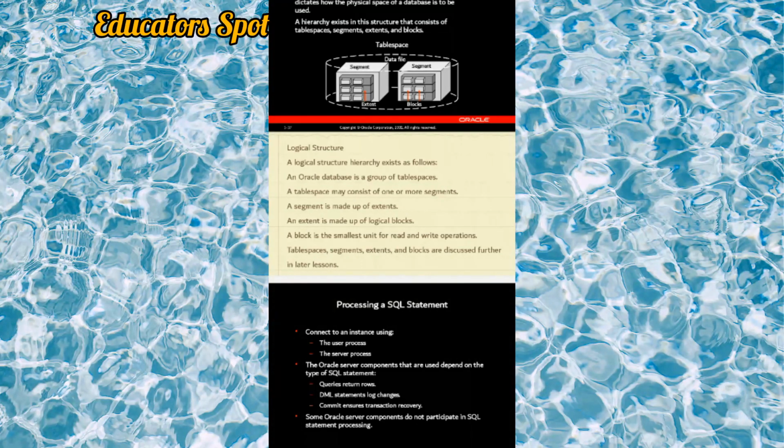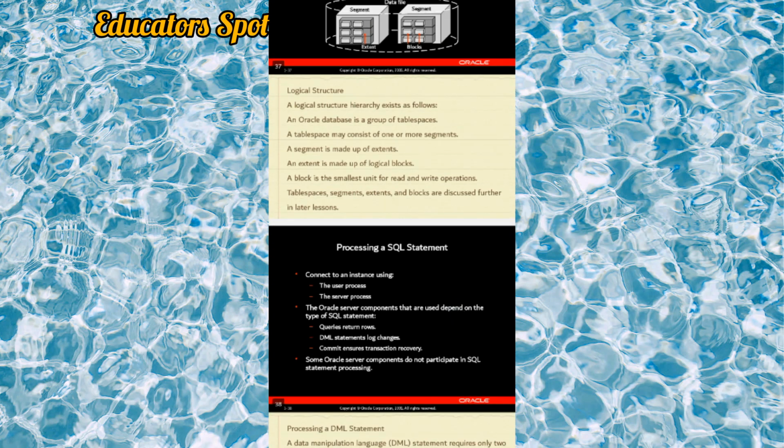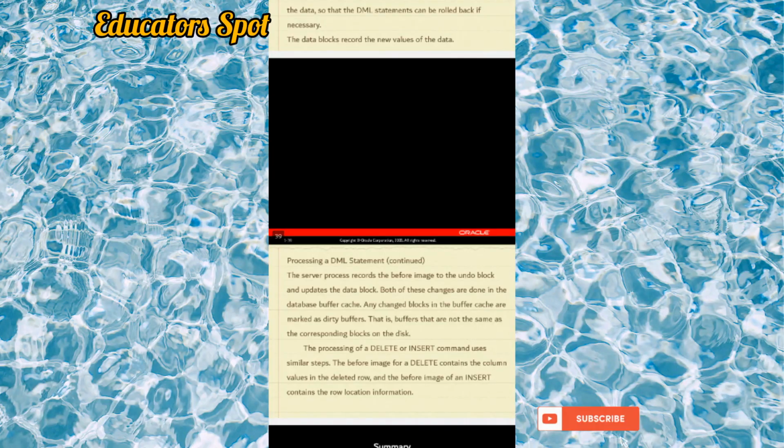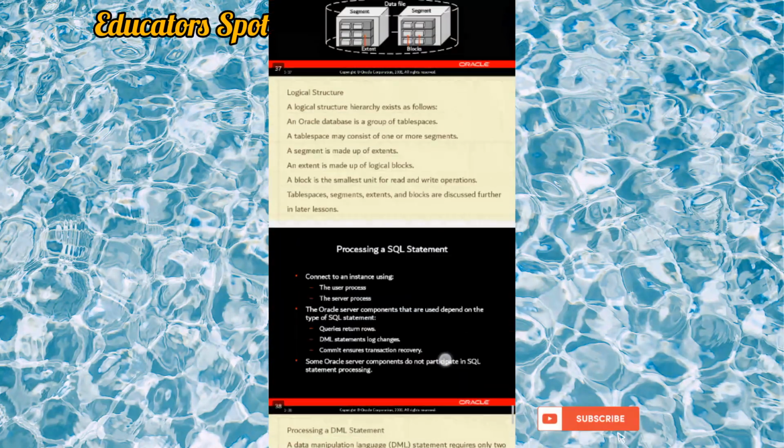One segment stores one table. Segments are further divided into extents, and an extent is made up of logical blocks. Logical blocks are the smallest unit for read and write operations. Tablespaces, segments, extents, and blocks are discussed further. So that's it for our architectural components. Thank you.